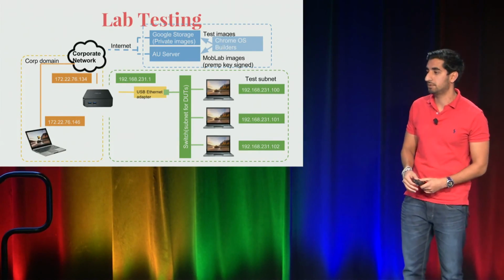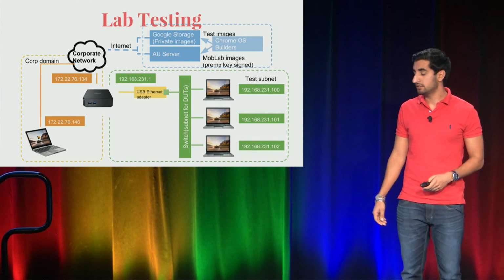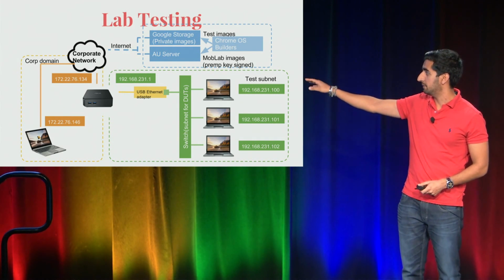This is an example of a lab setup that a partner might do. The Chromebox in the middle is the actual Moblab device.